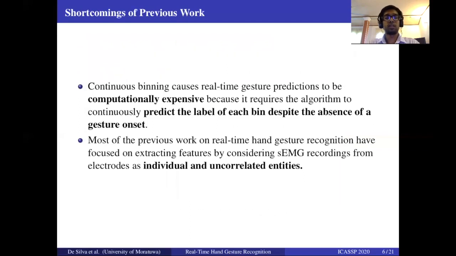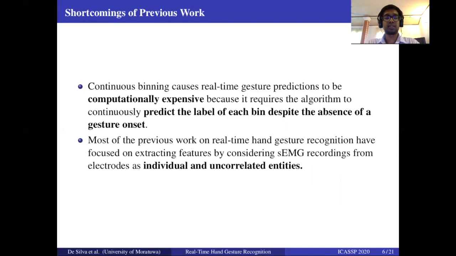With that, we can take a look at the shortcomings of these methods. The continuous binning causes real-time gesture predictions to be computationally expensive. This is because the algorithm has to predict a label for each of these signal bins, despite the fact that there might not be a gesture onset there at all. And this can take a toll on the computational efficiency of the algorithm, and it is highly important to maintain speed if you are dealing with a real-time application.